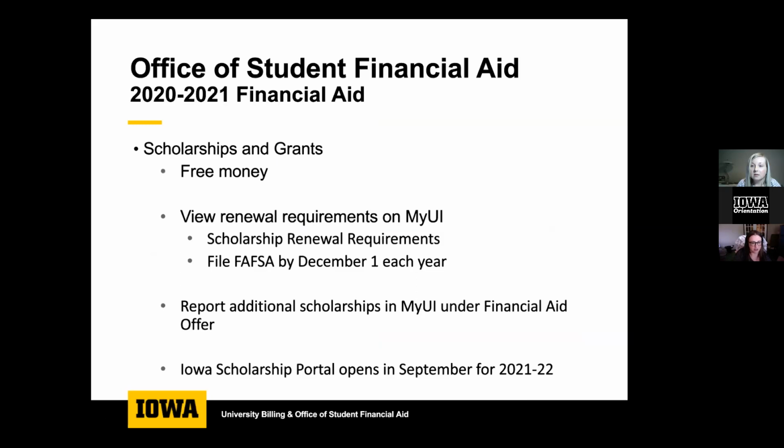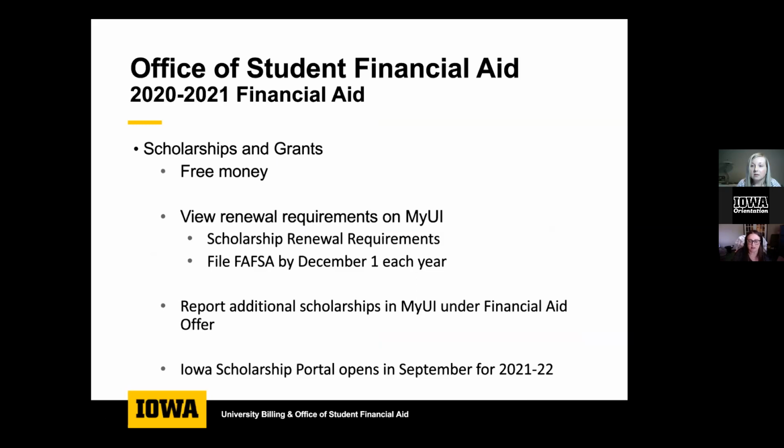So the first type of aid we're going to talk about are the scholarships and grants, and these are considered gift aid or free money. This is money that does not need to be repaid. The FAFSA is the application for grants, and you are automatically considered for these if you are eligible.